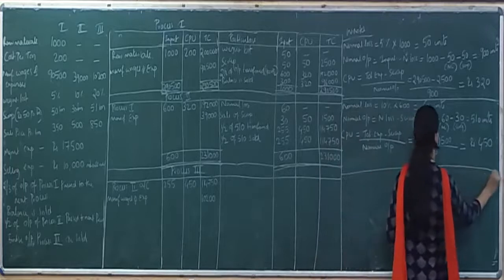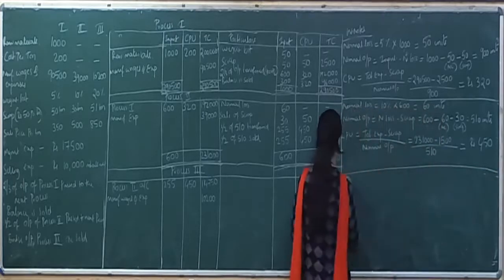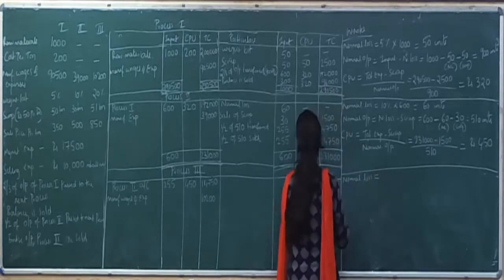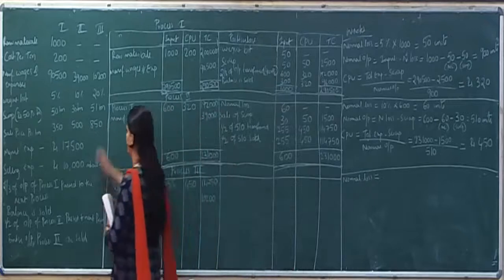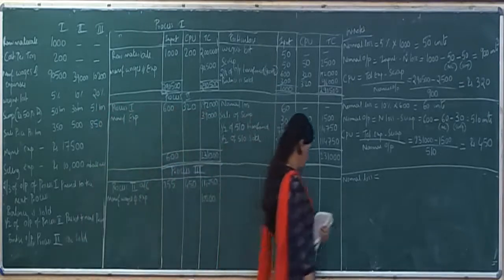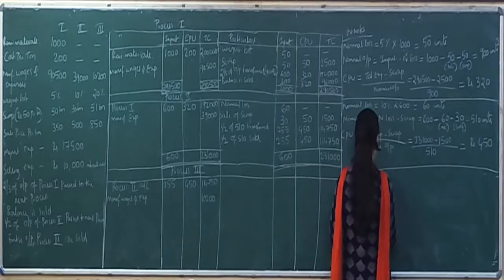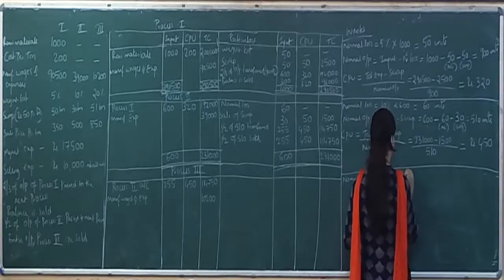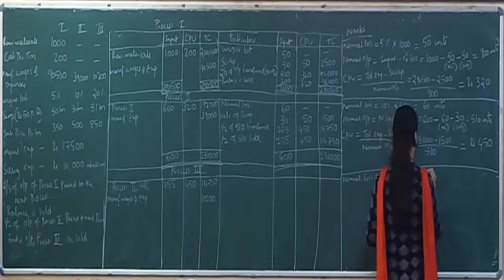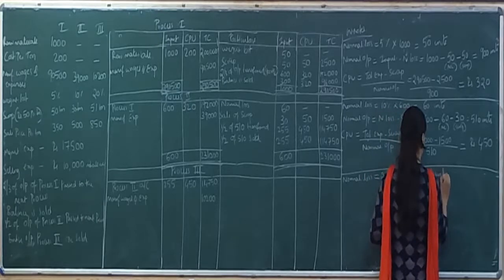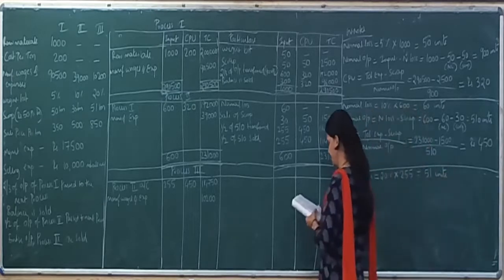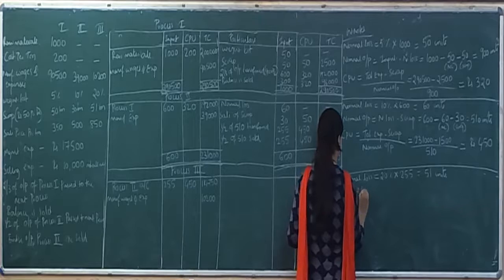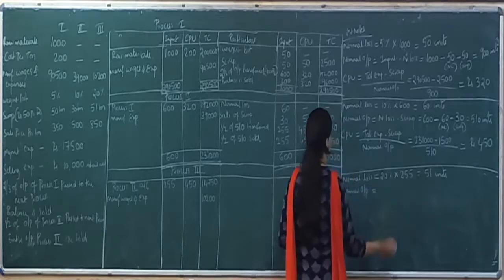next we need to write normal loss. Okay, so now here they have given normal loss as 20% weight loss, so 20% (51 units). Then we need to write what is normal output.